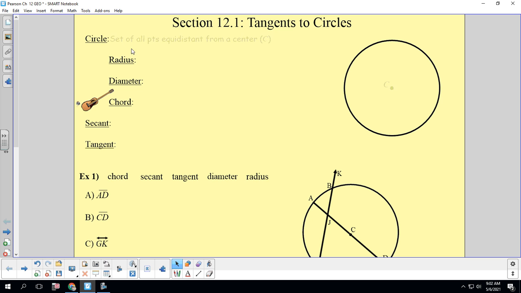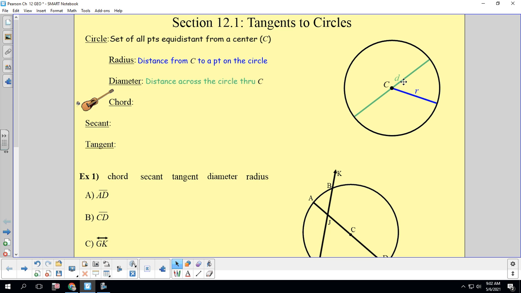A circle is the set of all points equidistant from a center. So you start with the center, and then you have these points all around the center, and they're all the same distance. Whatever line you draw from the center to the end, it's going to have the same distance, and that makes up a circle. The radius is that line. It's the distance from the center to the circle.